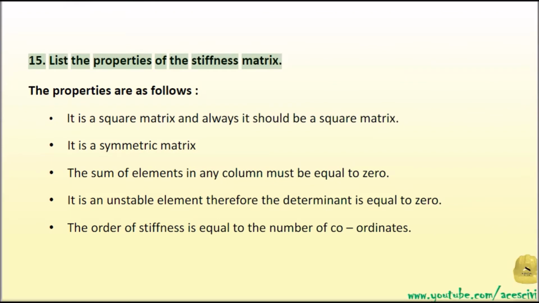List the properties of the stiffness matrix. The properties are as follows. It is a square matrix, and it should always be a square matrix. It is a symmetric matrix. The sum of elements in any column must be equal to 0. It is an unstable element, therefore the determinant is equal to 0. The order of the stiffness matrix is equal to the number of coordinates.